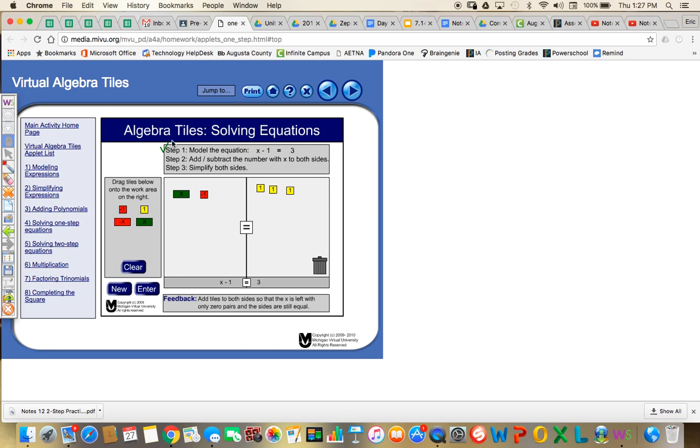Okay, now step 1 is complete. Now step 2, I've got to get the variable by itself, so I got to cancel out 1 negative. So what would I need? That's correct, 1 positive. And what I do to one side, I must do to the other. Okay, step 2 is complete. Now I cancel. The variable is by itself. There's nothing to cancel over here, so x equals 4.